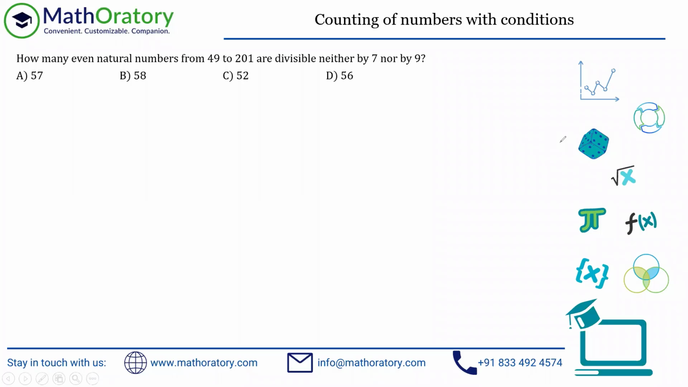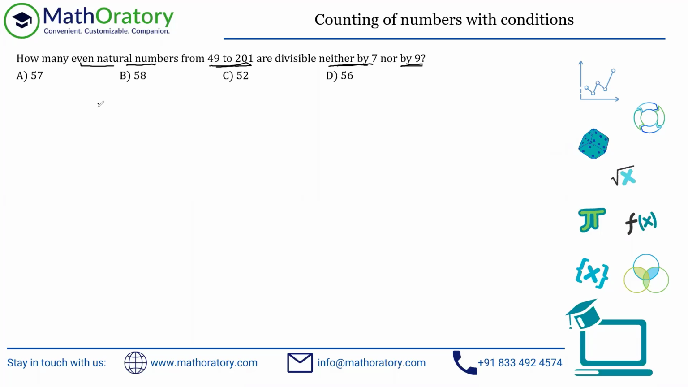All right, so we are looking for how many even natural numbers. Do not miss even natural numbers out here. I mean, even, don't miss it out. From 49 to 201 are divisible by neither 7 nor by 9. So what are we actually looking for? Try to understand the question or the constraints out here.